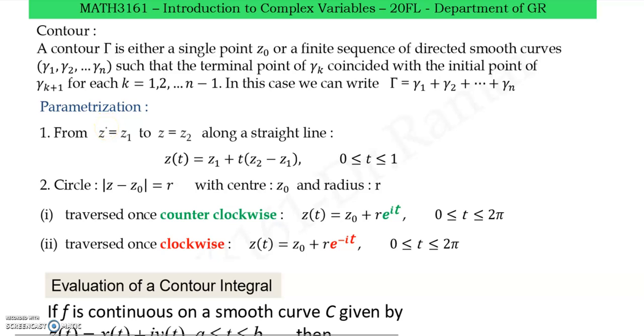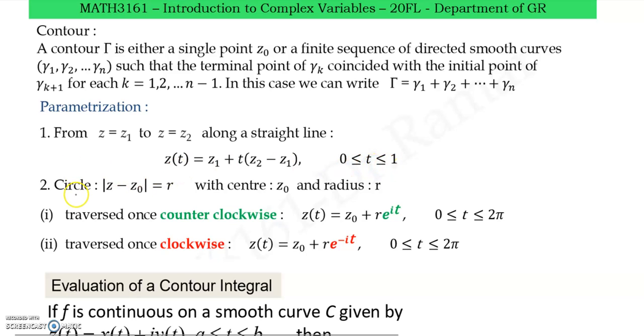Now we see parameterization. Suppose a contour goes from z equal to z1 to z equal to z2 along a straight line. Then how to write z of t? That is equal to z1 plus t times z2 minus z1, where t is 0 less than or equal to t less than or equal to 1. T varies from 0 to 1.